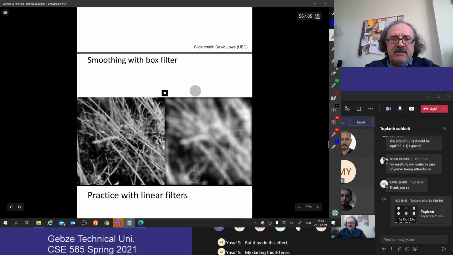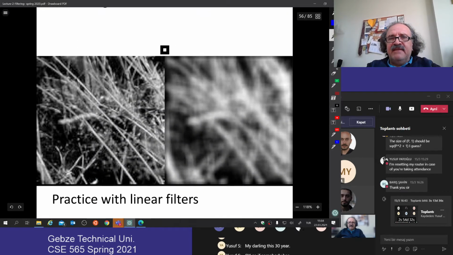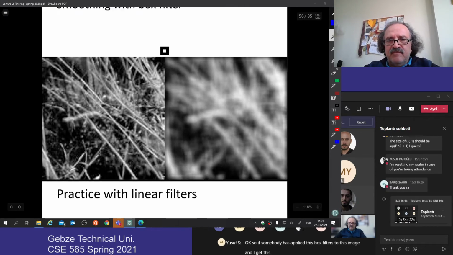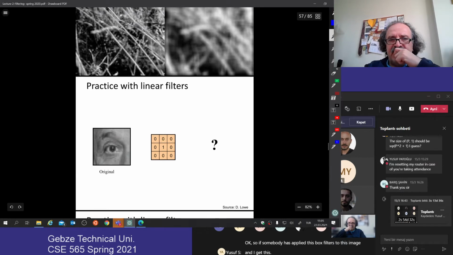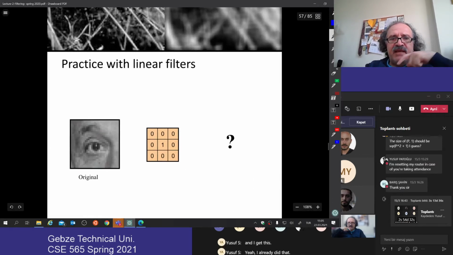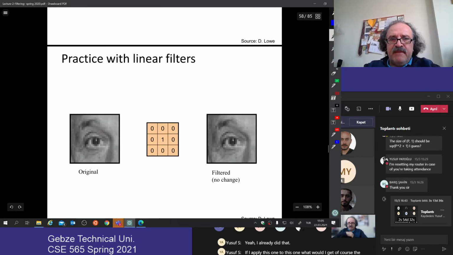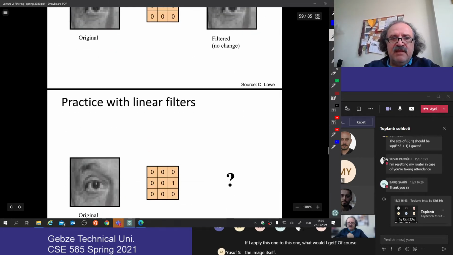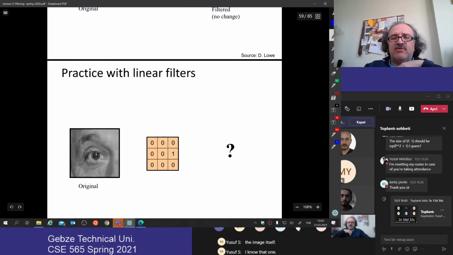So somebody has applied this box filter to this image, and I get this. I already did that. If I apply this one to this one, what will I get? Of course, the image itself. I know that one. If I apply this one to this one, what would I get?